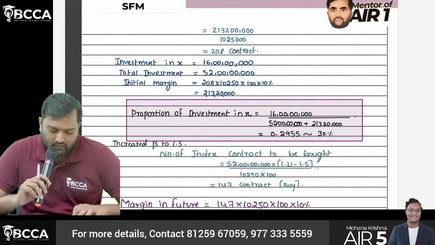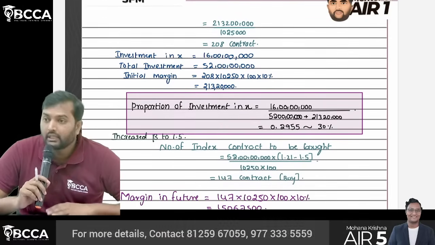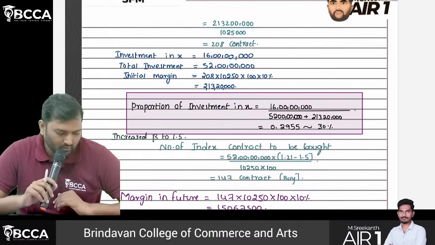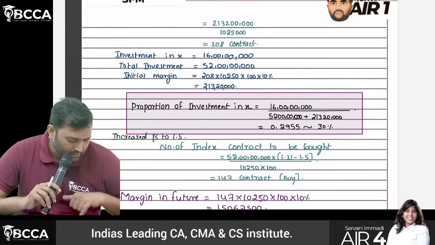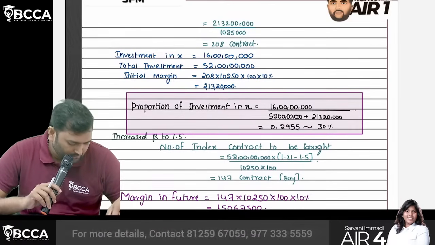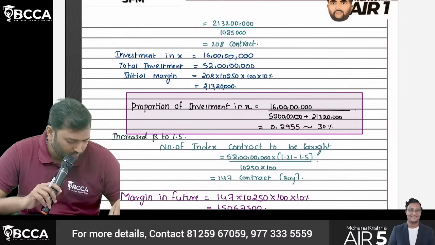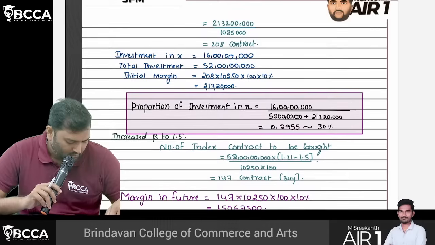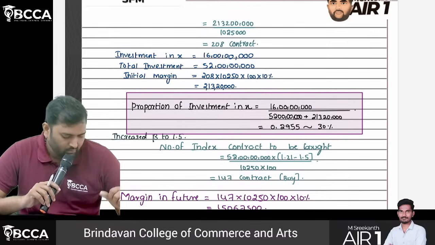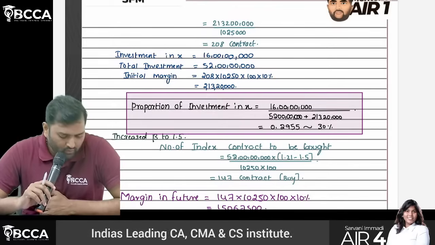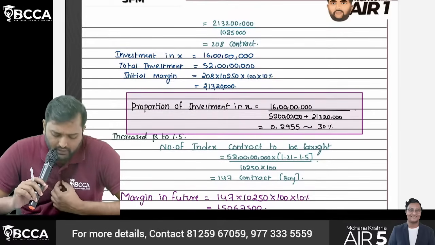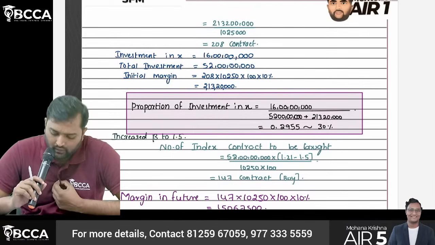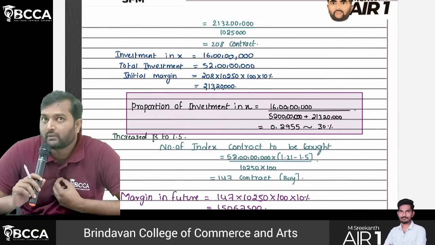And the second part, increase beta to 1.5. Yes, the same point was asked in December 24. I think December 24 or June 24, this same point was asked. Okay, increase beta to 1.5. Number of index contracts to be bought. This time we have to buy.